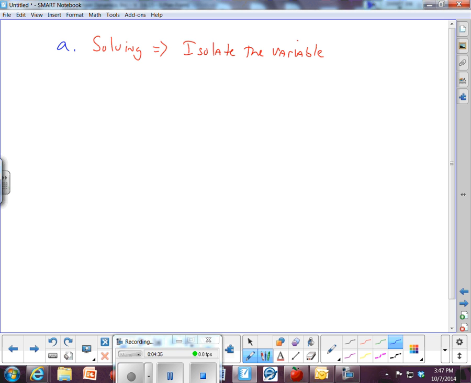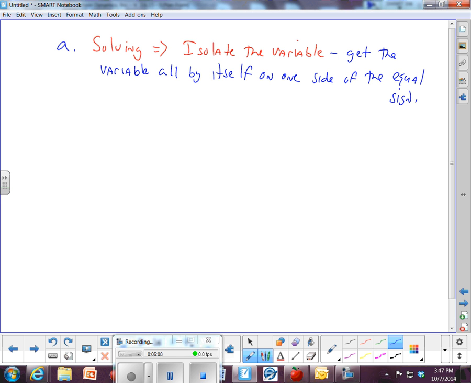What does it mean to isolate the variable? Let's write: get the variable all by itself on one side of the equal sign. That's what it means to solve an equation.